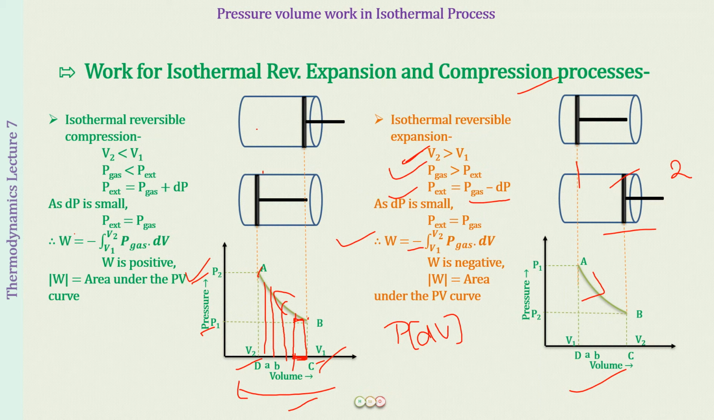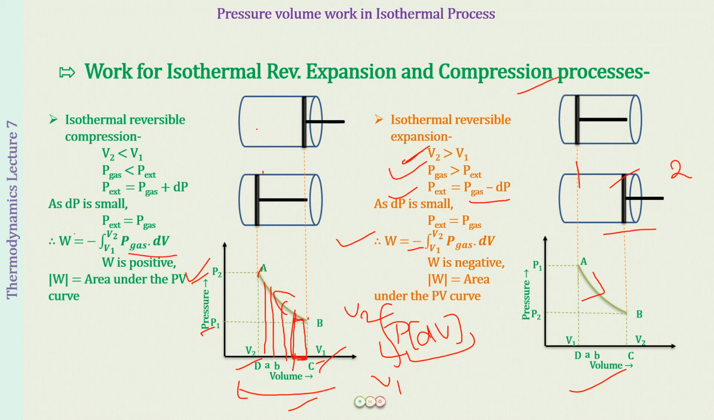And what is going to be the area of a rectangle? It is going to be length into breadth, right? So if I divide this whole process into small little areas, at all these small areas what we will be getting is P into dV, and that we are going to sum up as an integral from V1 to V2, right? That you are seeing over here as well.